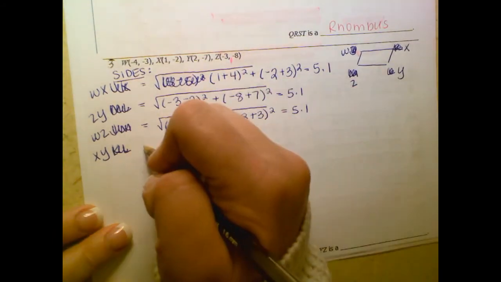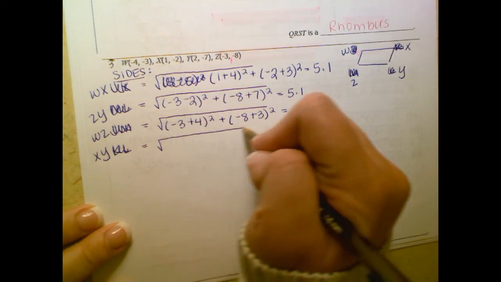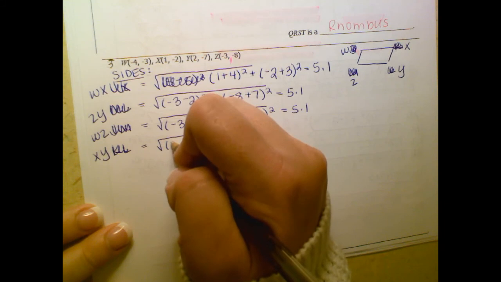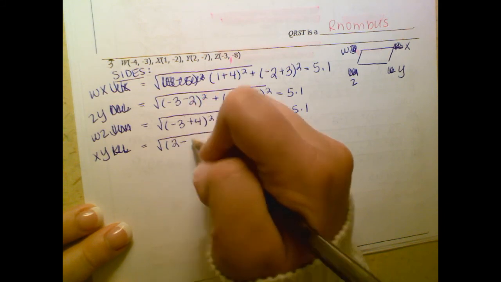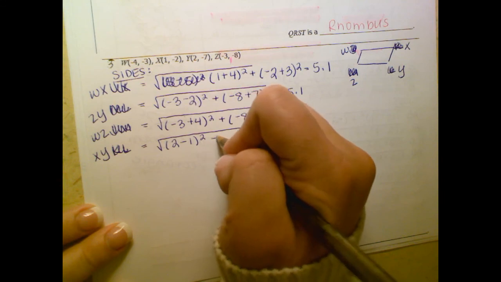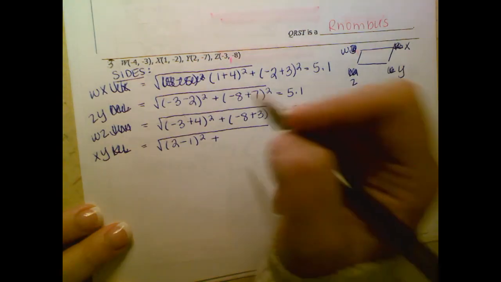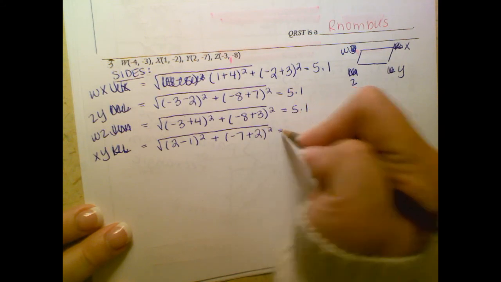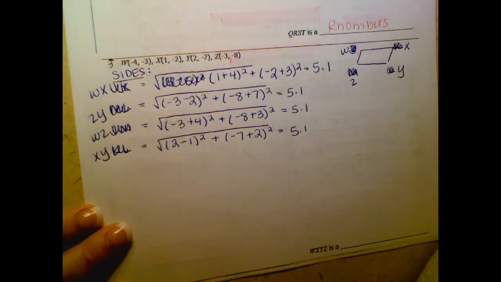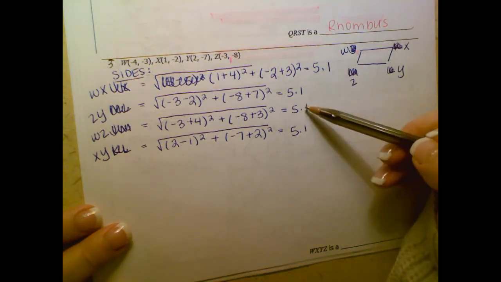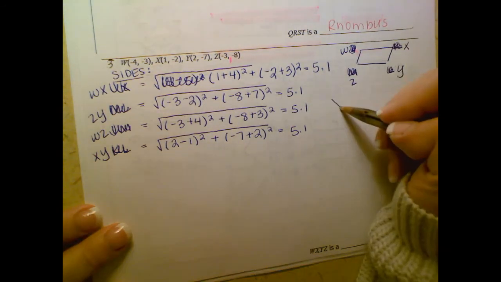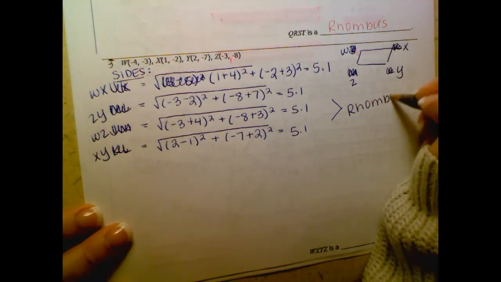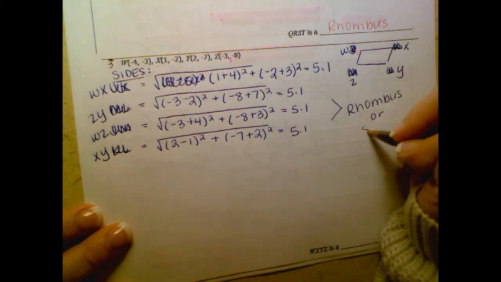Then for the last side, I have negative 2, or sorry, positive 2 minus a positive 1. So I'm going to keep it the minus. Plus negative 7 minus a negative 2 makes it a plus 2. It's 5.1. Again, I have all 4 sides that are congruent, so my options are going to be either the rhombus or the square.